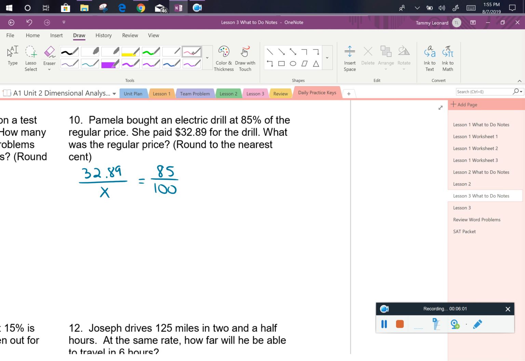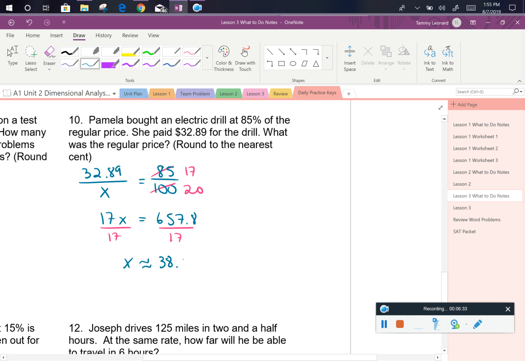85 and 100 could be reduced. If we divide by 5, we're going to have a 20 and 17. That'll just make our numbers a little bit smaller. So 17x is going to equal 657.8. And if we divide both sides by 17, x will be approximately equal to 38.694. We're rounding to the nearest cent, so the original price was around $38.69.